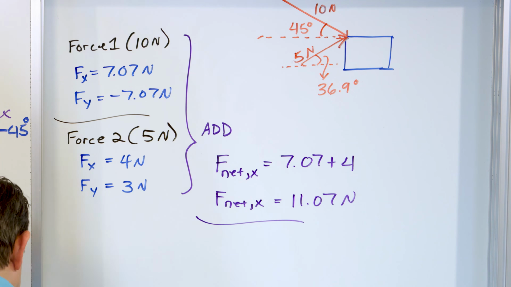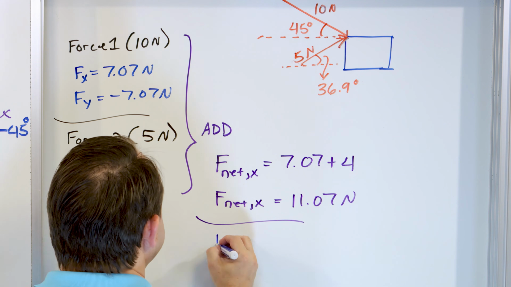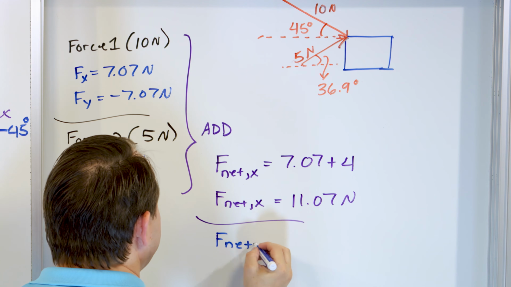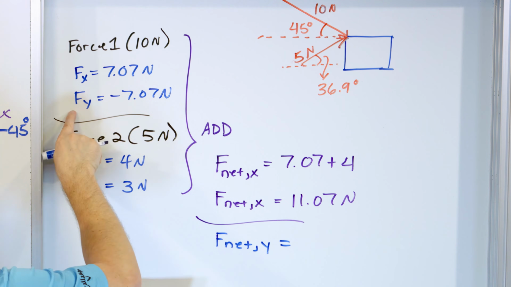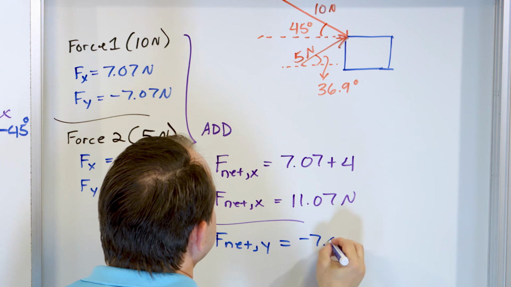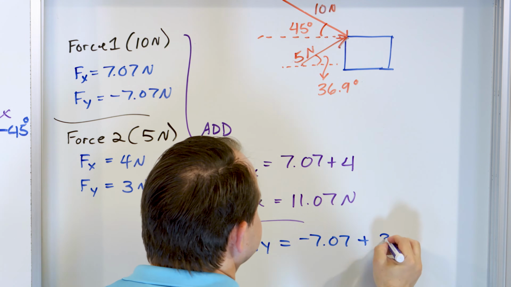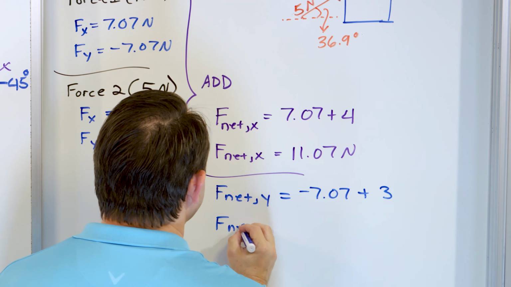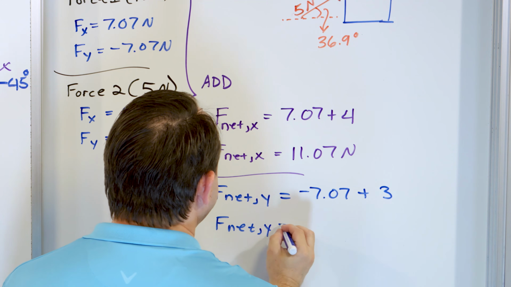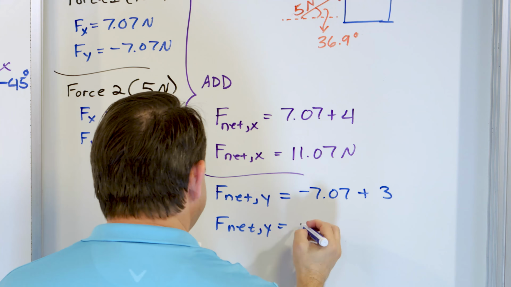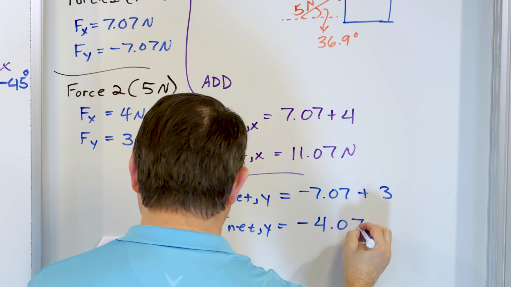Then we do the exact same thing in the y direction. The net force in the y direction, when we add them together, is its y component, negative 7.07, plus this y component, 3. And so the net in the y direction, negative 7.07 plus 3, gives you negative 4.07 newtons.